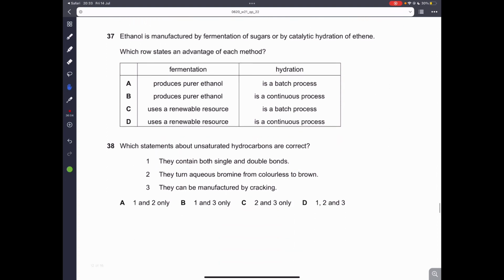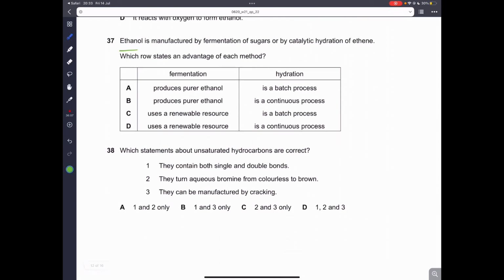37. Ethanol is manufactured by fermentation of sugars or by the catalytic hydration of ethene. Which rows state an advantage of each method? For fermentation, remember fermentation uses a renewable resource. We have to look at the advantage. Hydration is basically a continuous process, so you can continuously produce alcohol, or ethanol if you have to be specific. So D is the correct answer.